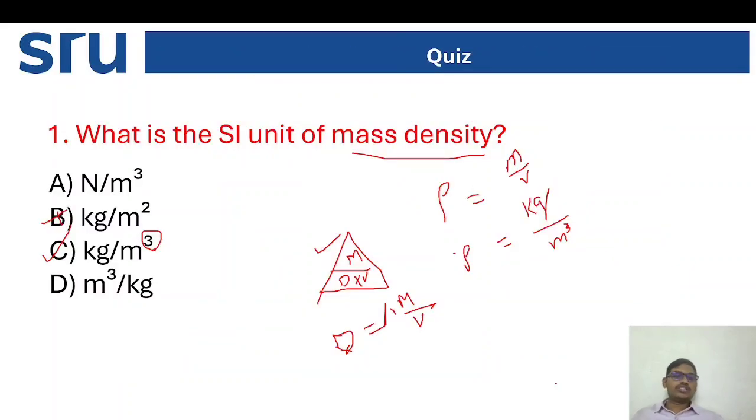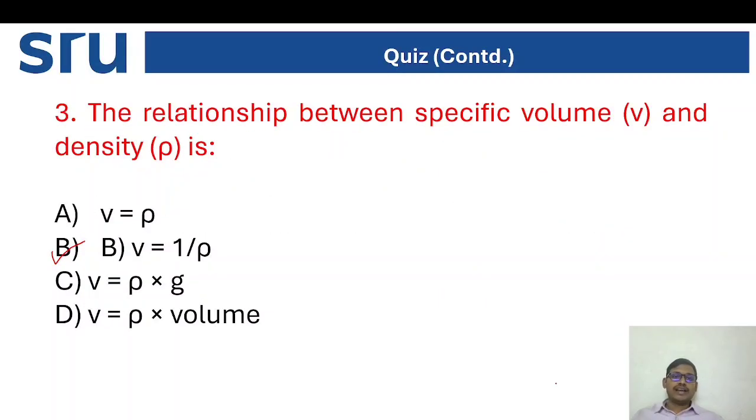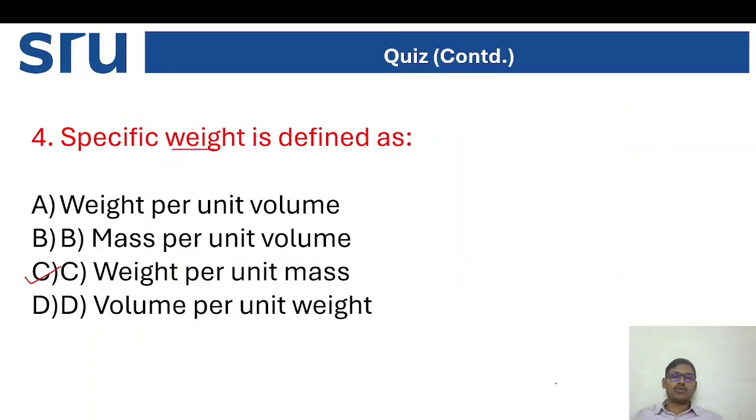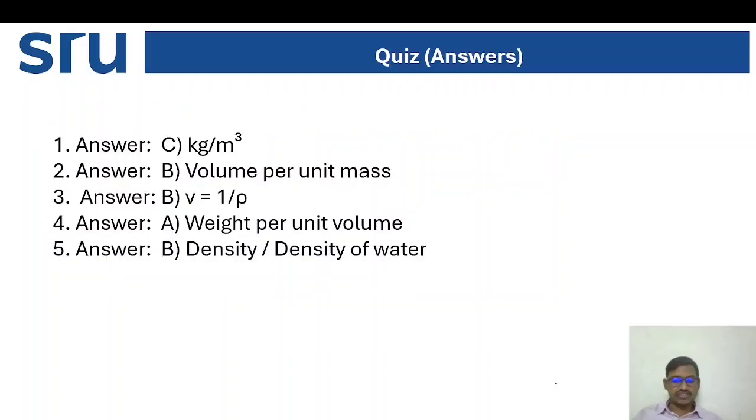And what are the SI units, kg per meter cube, and specific volume is volume per unit mass, and the relation between specific volume and density is V is equal to 1 by rho. Specific weight is weight per unit volume, and specific gravity is defined as the ratio of density to the reference density, that is the density of water. And these are the key points for that.